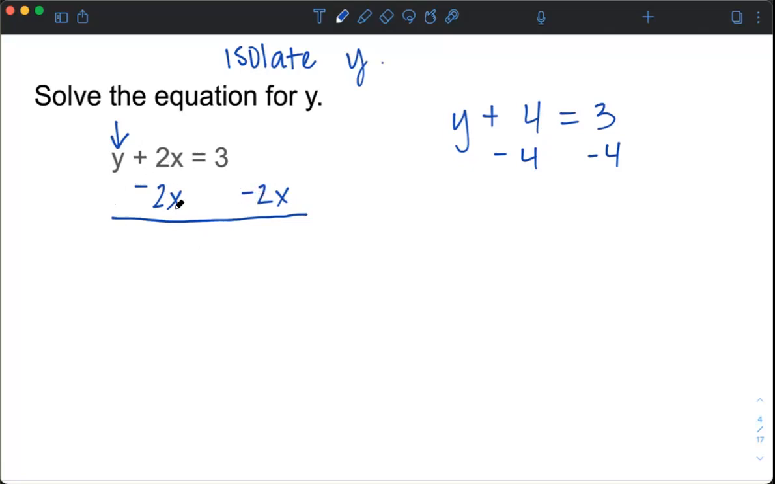Our two x's cancel out here, so we're just left with y. And 3 and -2x, again, cannot combine, so all you can do is bring them down. Now, have we isolated y? Yes, we have. Y is by itself, and this is our answer.